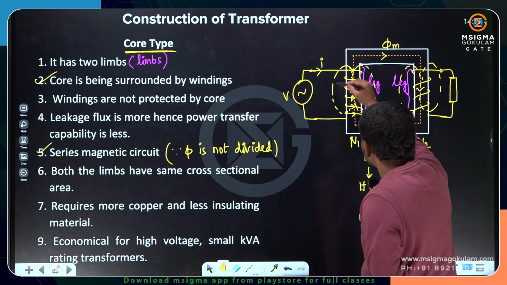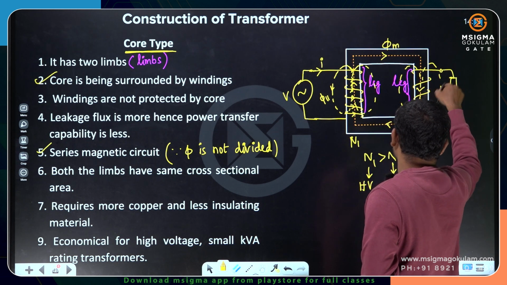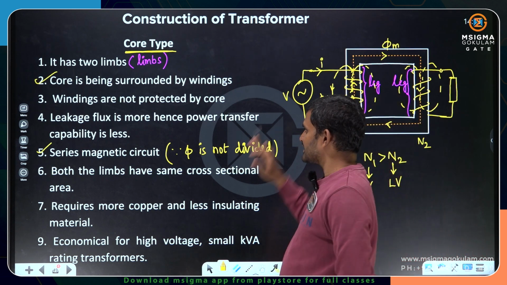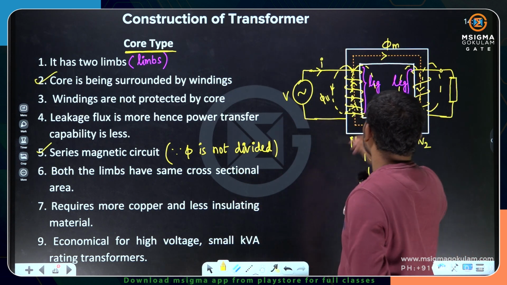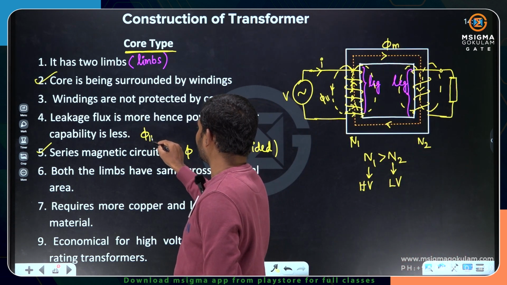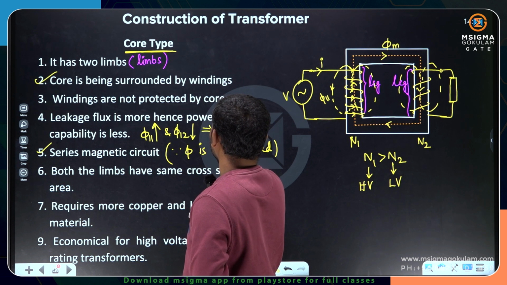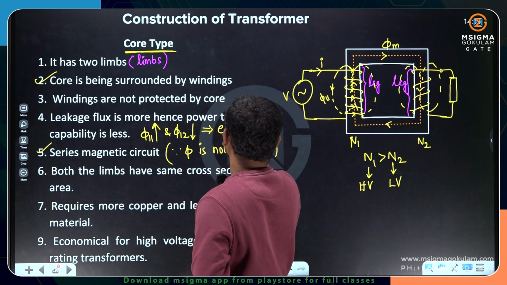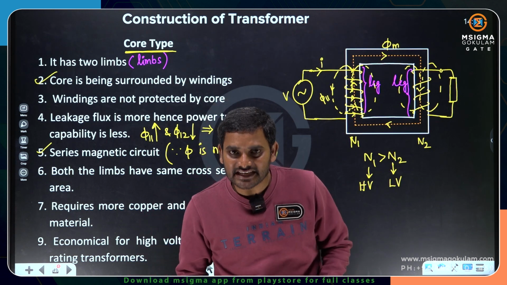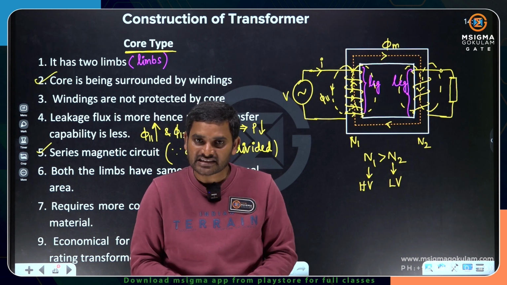Okay, so phi 11 is linking with N1 only, phi 22 is linking with N2 only. So more possibility of leakage flux. That's the reason why if leakage flux is more, mutual flux is less. If phi 11 is more, definitely phi 12 will be less, therefore EMF will be less, and hence the power transfer capability is also going to be less. Because if mutual flux is less, definitely mutual induced EMF is less, and hence we cannot transfer large amount of power when voltage is less.